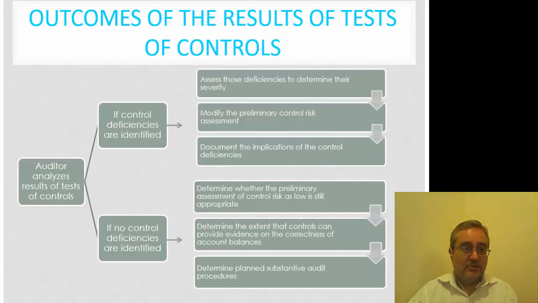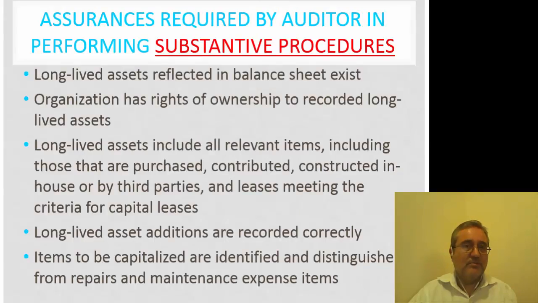If there are no control deficiencies identified, we're going to determine whether our preliminary assessment is correct, determine the extent to which control testing can provide substantive evidence, and then from there determine the planned level of our substantive procedures. So again, when we're talking about substantive procedures, we are using these procedures to measure monetary misstatements.